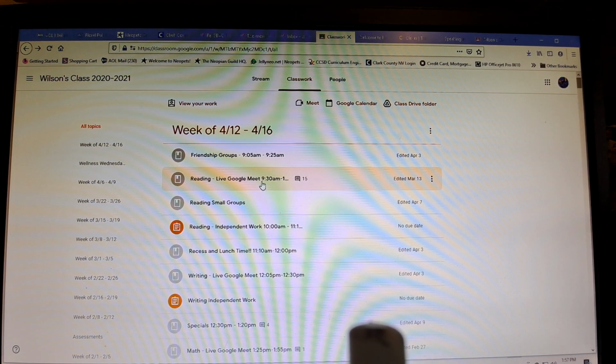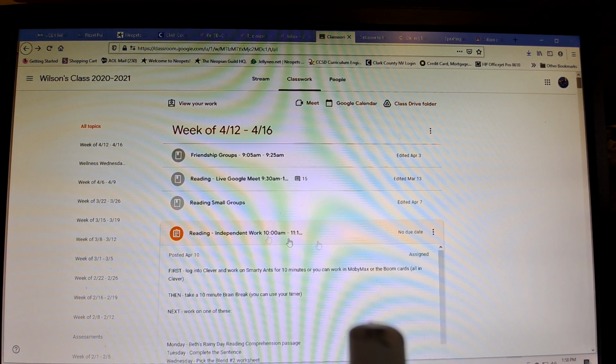Reading is still at 9:30 to 10, and then after that is our small reading groups, and then our independent work. So reading small group, math small group will still be Monday, Tuesday, Thursday, Friday. And I'm going to keep Wednesday like we had it just to make it easier. And I'll pull some students for some one-on-one from distance education during that time.